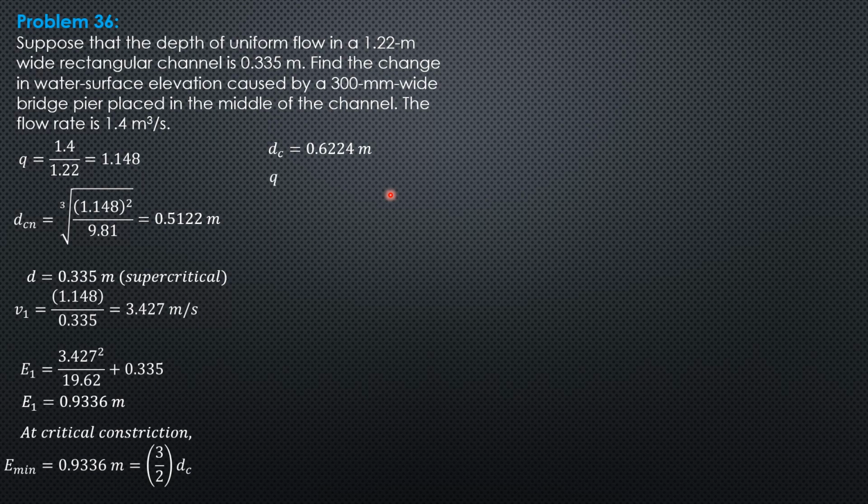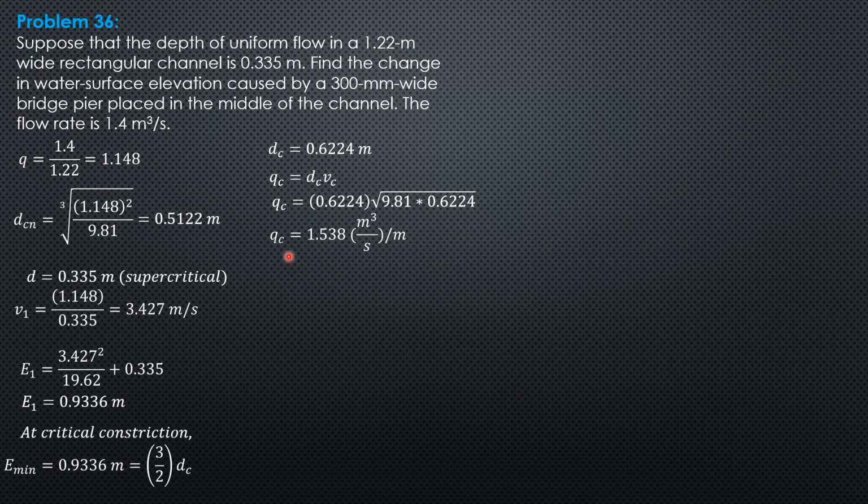Then let's compute for q critical with the barrier, which is depth d sub c, 0.6224, times critical velocity, which is square root of g d sub c for rectangular sections. So 0.6224 times square root of 9.81 times 0.6224. So the critical flow is 1.538 cubic meter per second per meter.